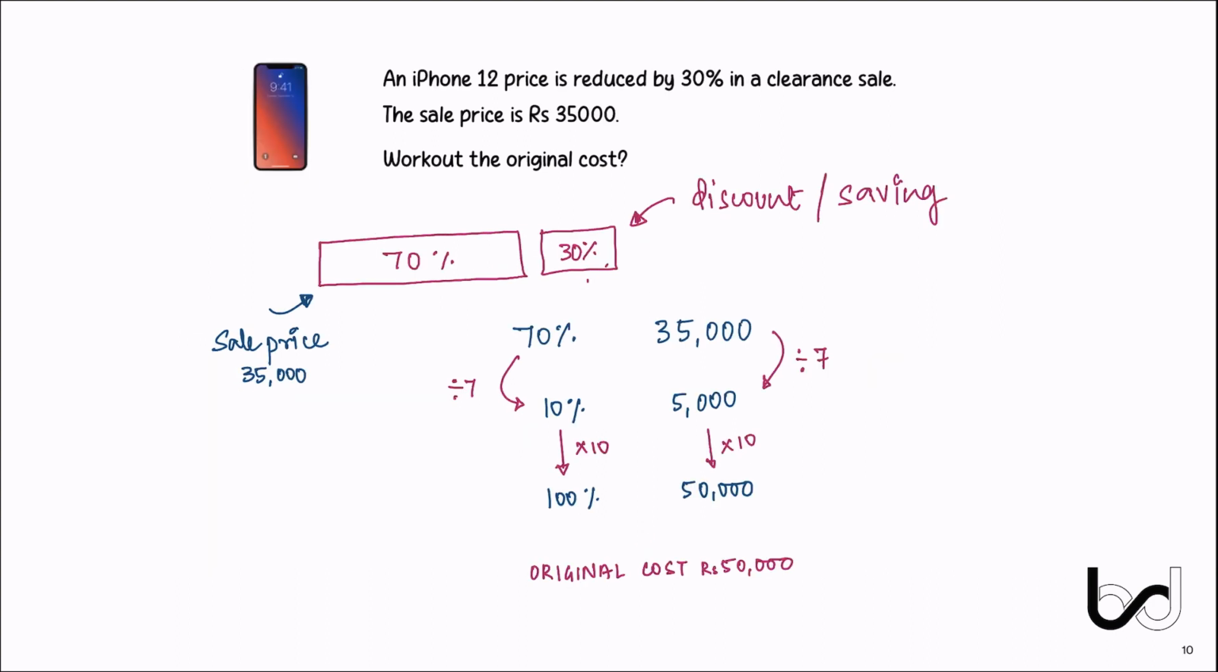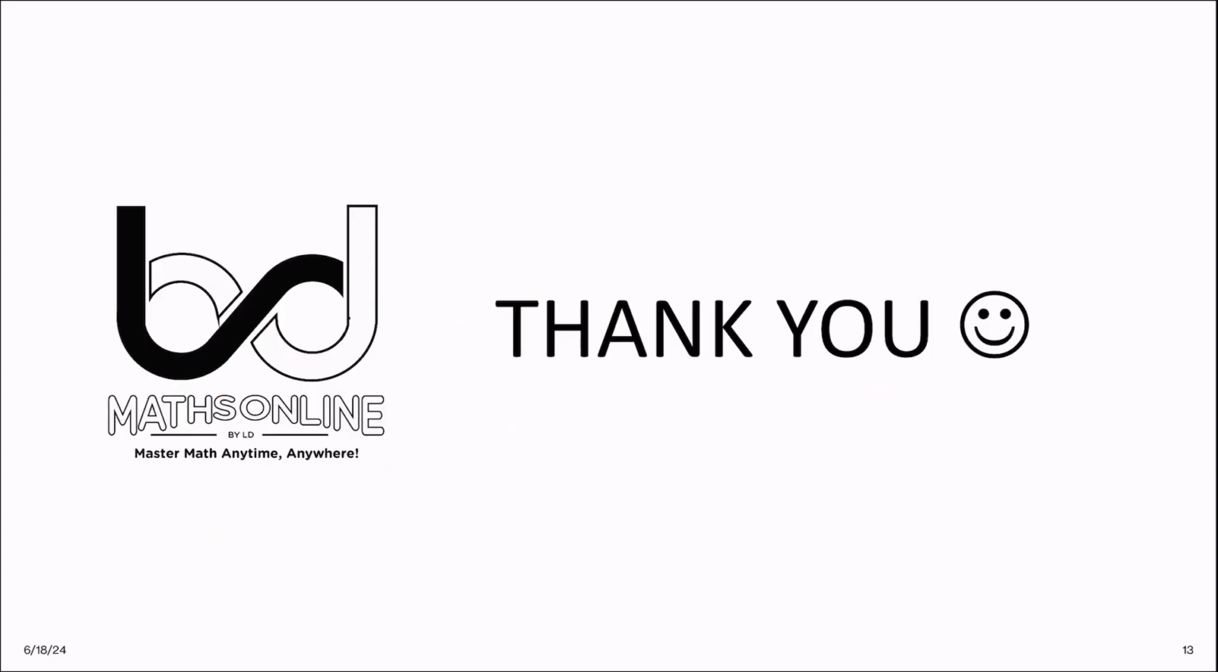Okay, one more question. The iPhone price is reduced by 30% in a clearance sale. The sale price is 35,000. So after the reduction, this is the sale price, which is 70%. So what you know is 70% is 35,000. Over here I have shown the unitary method, and it's a multiple of 10. So we have figured it out by dividing by 7. So 10% would be 5,000. So 100% would be 50,000. So the original price before the sale was 50,000.